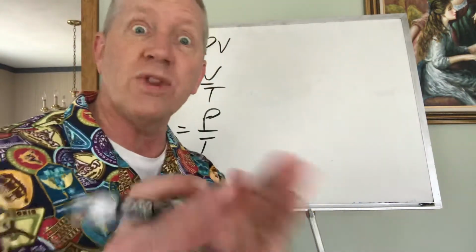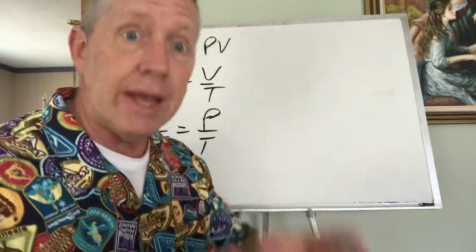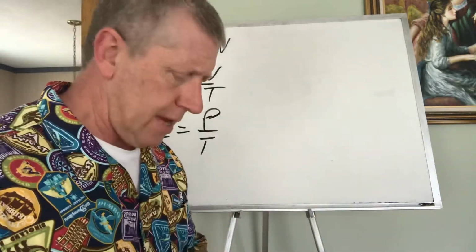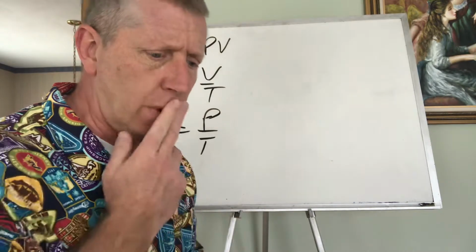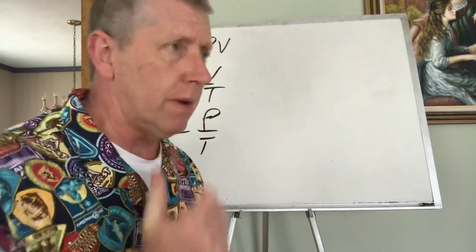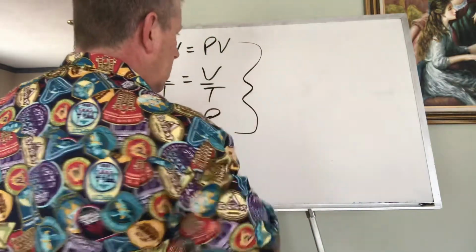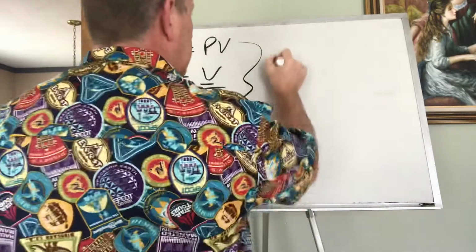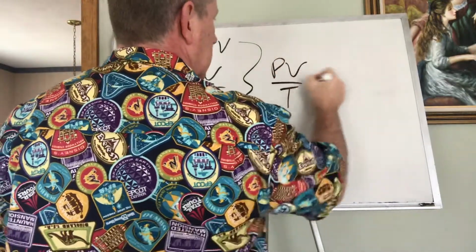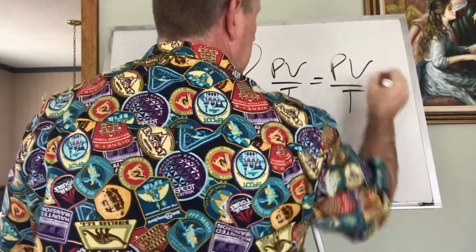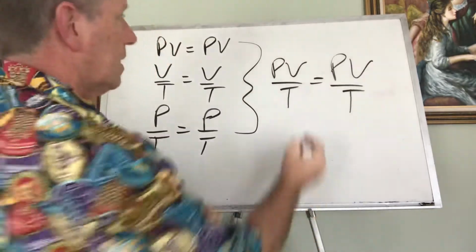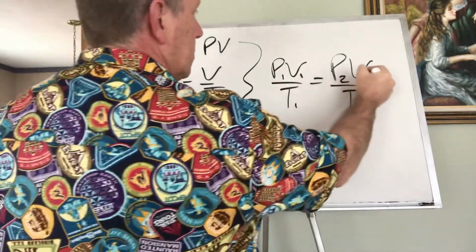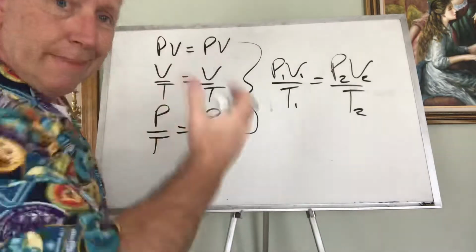So, what's a better one than that one? Take all 3, combine them. Now, if you take all 3 and combine them, let's think, what would you call that? Combined gas law? Very good. All right, so take all those, combine them, and you got yourself the combined gas law. P1 V1 over T1 equals P2 V2 over T2, combined gas law.